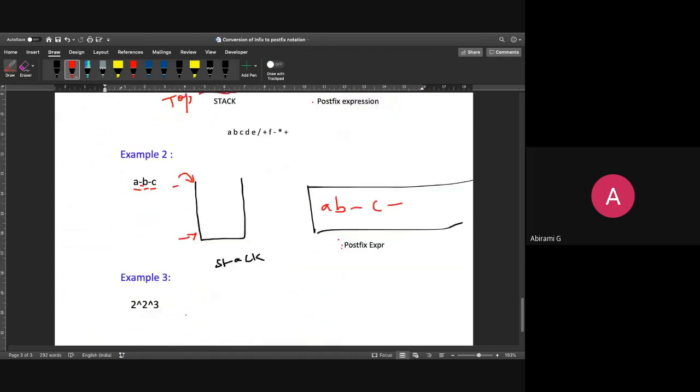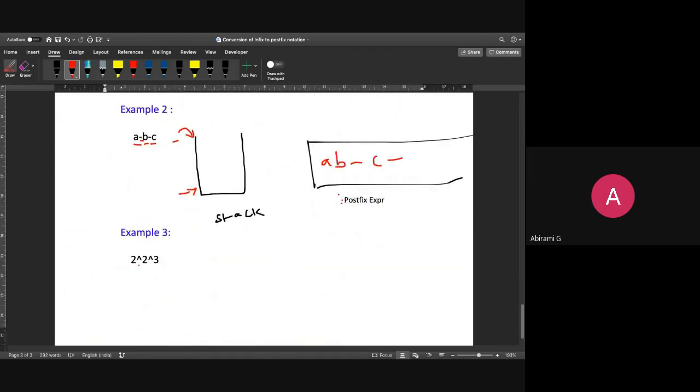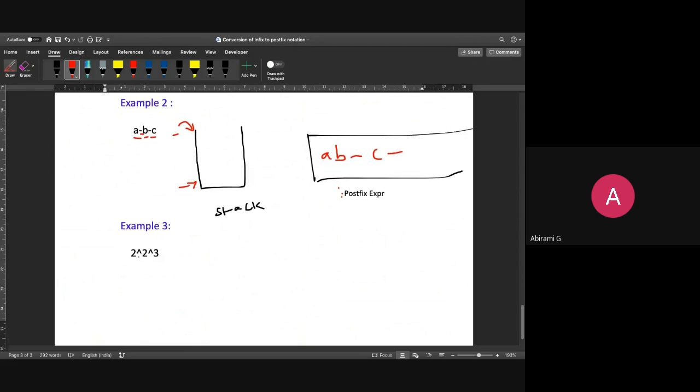Let us discuss the third example, that is 2 exponent 2 exponent 3. This is an infix expression. We know that all alphabets as well as numerals are operands. Now take a stack and a postfix expression string.